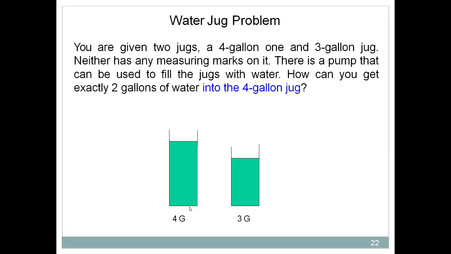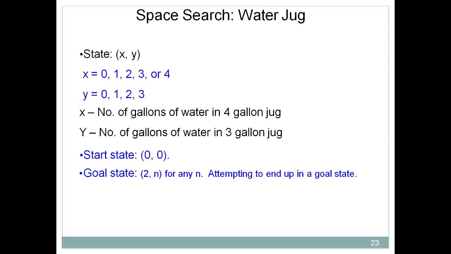Now, step number one. In step number one, we will represent, we will define the problem. In order to define a problem, I've taken state x comma y. Here x represents the 4 gallon jug, whereas y represents the 3 gallon jug. What is the possible value of x? The 4 gallon jug's maximum capacity is 4 and lowest capacity is 0. So the possible value of x is either 0, 1, 2, 3 or 4. Similarly, what is the possible value of y? 0, 1, 2 or 3.